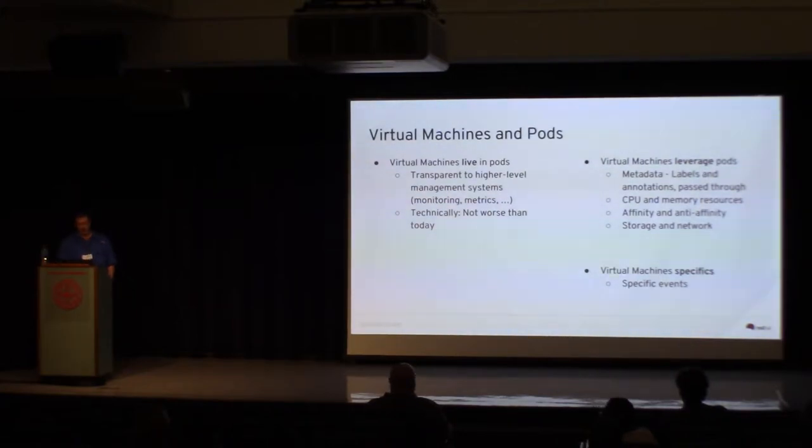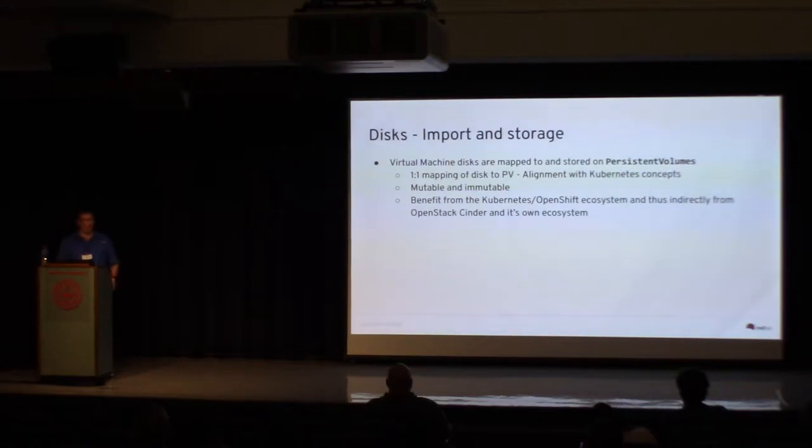As far as the storage, that's where the real rubber meets the road. We're using persistent volumes for this at the production level. And so what that basically means is that any existing storage backend that you already have for a Kubernetes cluster, we can take advantage of. And that's a one-to-one mapping between the persistent volume and your virtual machine disk. And so by doing this, of course, we can benefit from all existing ecosystems that are currently out there, and there's a lot.